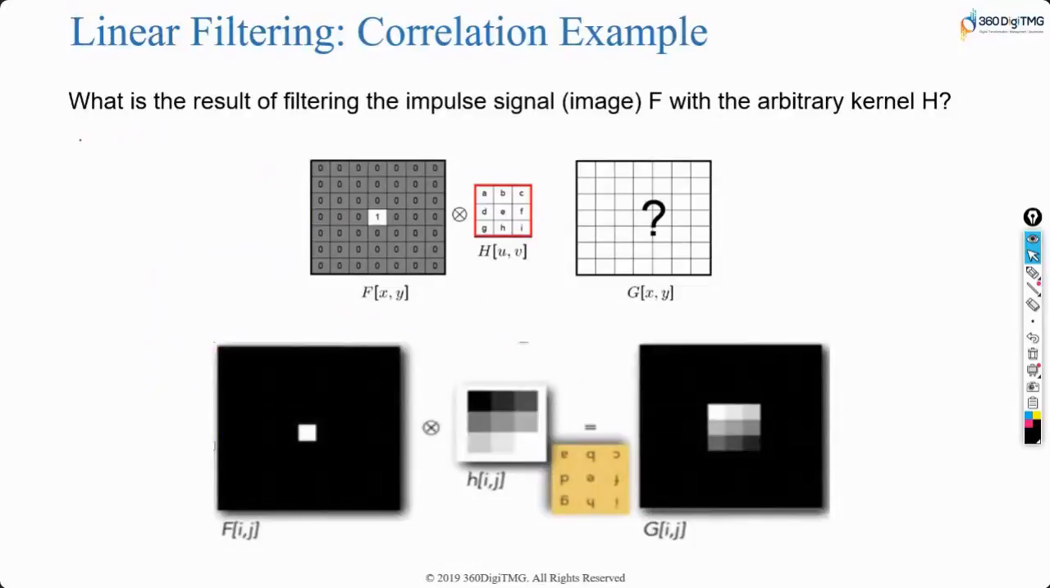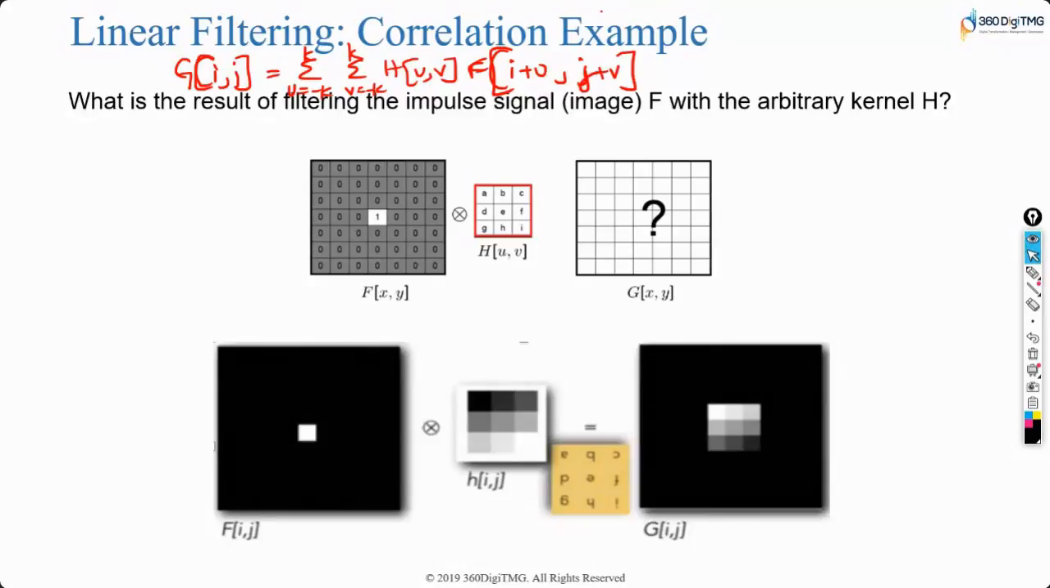I will explain here. G of i comma j is the output that you want, equal to summation of u equal to minus k to k and summation of v equal to minus k to k of h of u comma v and f of i plus u comma j plus v. What is this i plus u, j plus v? This is for your correlation operation. So I'll explain correlation and you'll understand clearly.